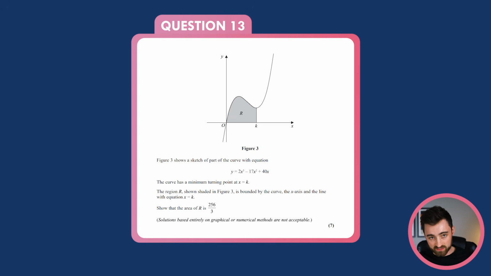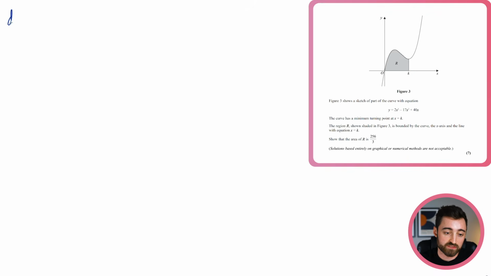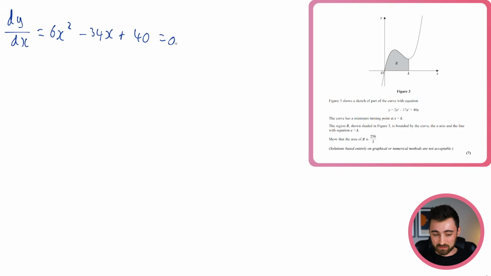That line has a gradient of 0. So if I differentiate this over here, what am I going to get? I'm going to get 6x squared minus 17 times 2, which is 34. Maths, man. Plus 40. Okay, set this equal to 0. I mean, do what you want. Again, calculators help, so why don't we just do that?